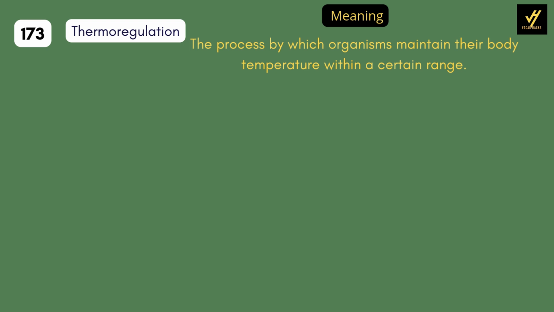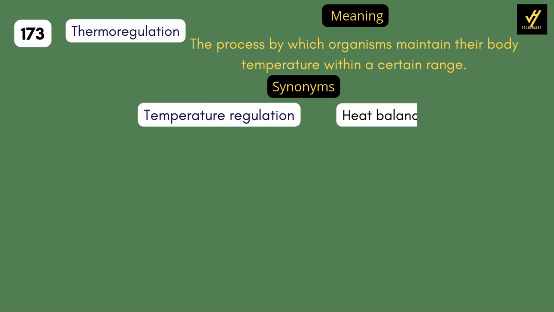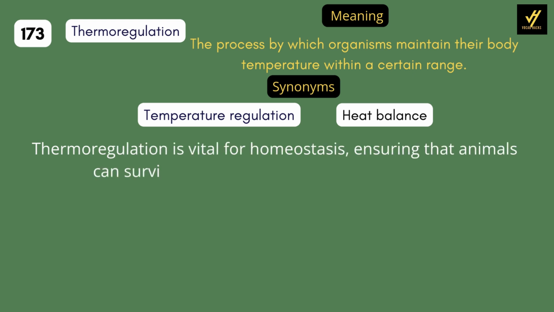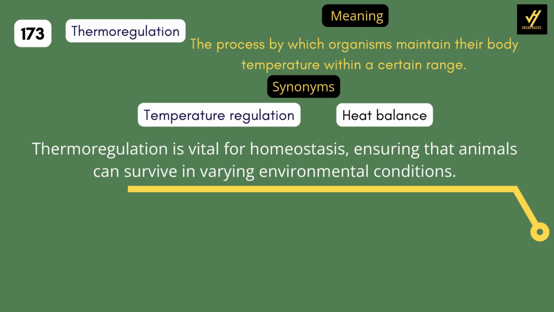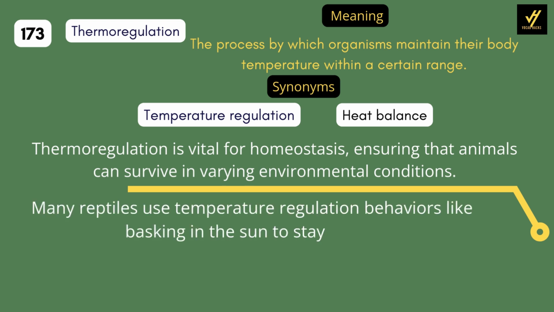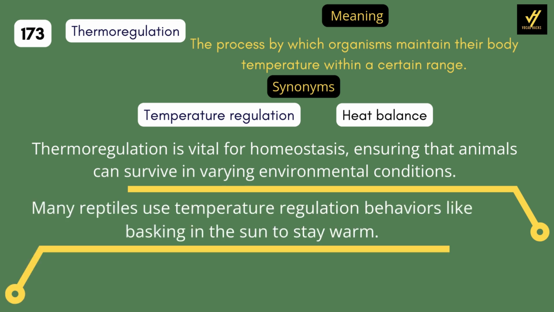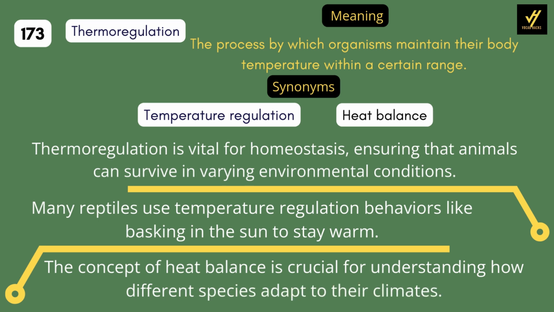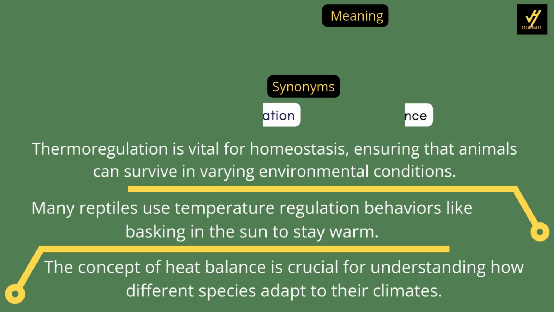Thermoregulation, the process by which organisms maintain their body temperature within a certain range. Temperature regulation, heat balance. Thermoregulation is vital for homeostasis, ensuring that animals can survive in varying environmental conditions. Many reptiles use temperature regulation behaviors like basking in the sun to stay warm. The concept of heat balance is crucial for understanding how different species adapt to their climates.